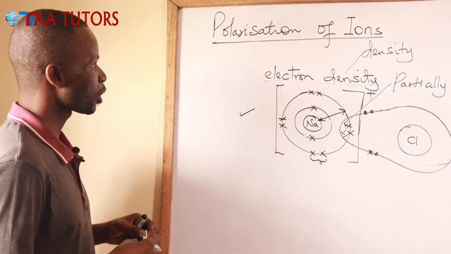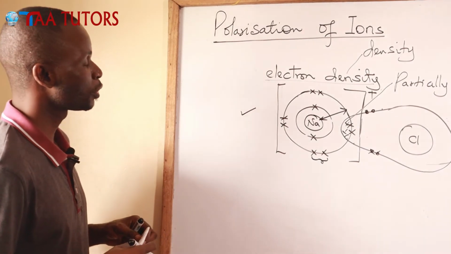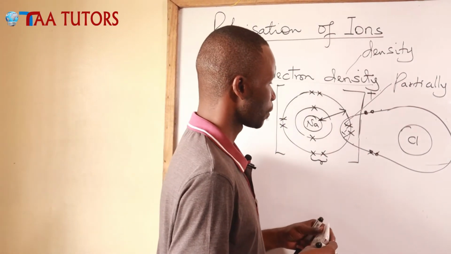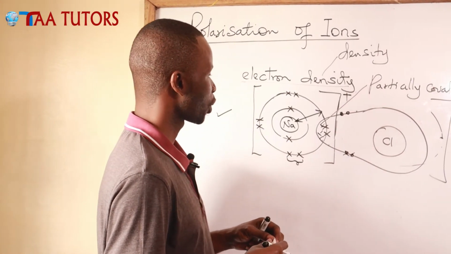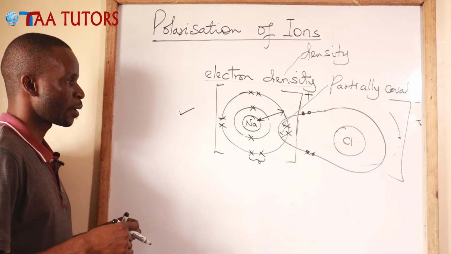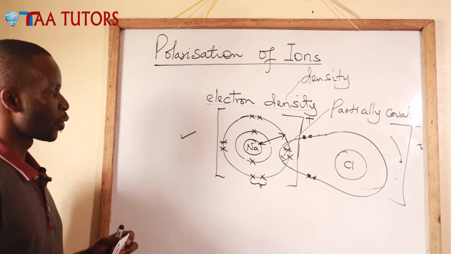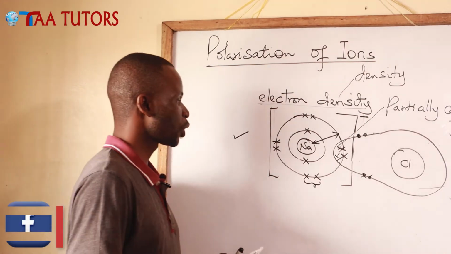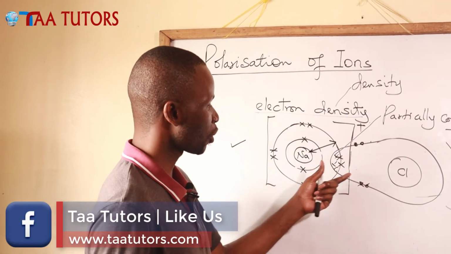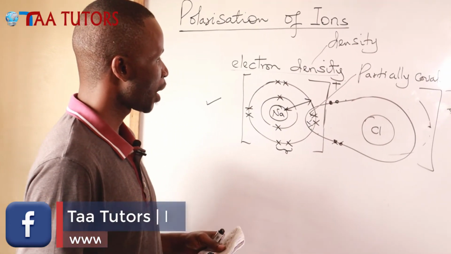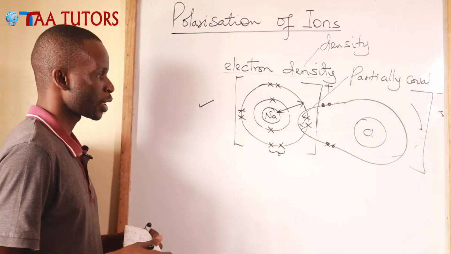So if someone asks you what polarization is, polarization is the distortion of the electron contours or the electron density, especially when an anion is close to a cation with a very strong polarizing power. So what is polarizing power? It is the extent to which a cation is able to distort the electron density of an anion. That is what we mean by polarization.